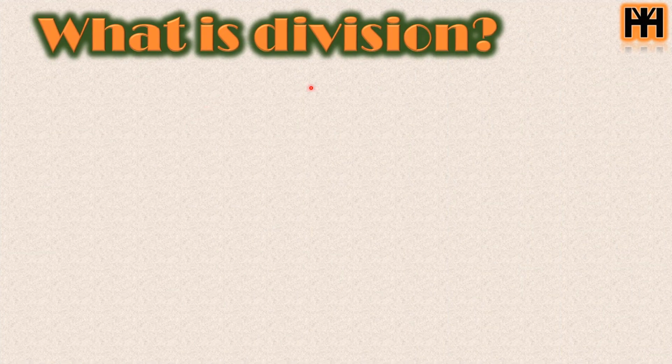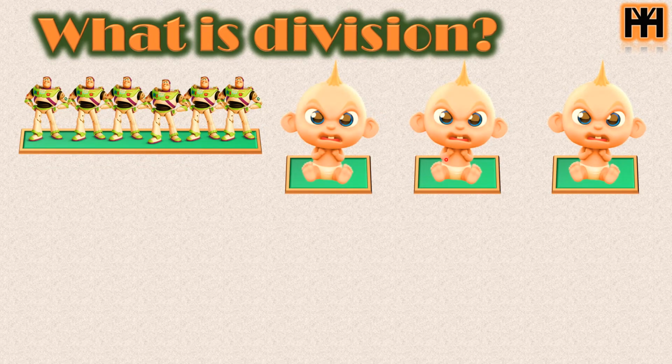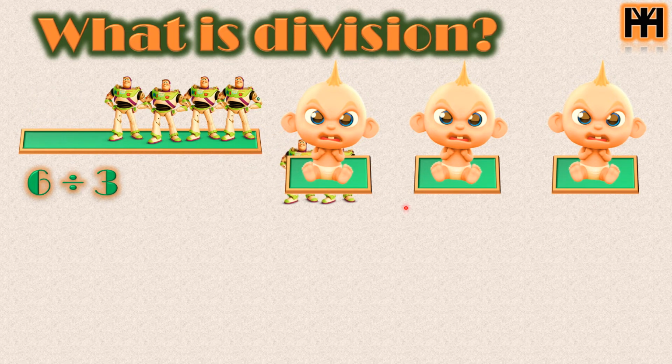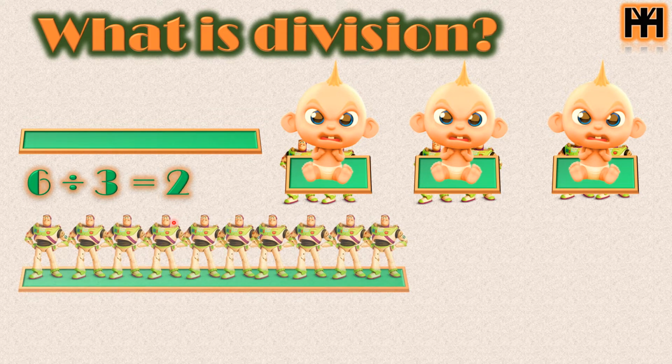First, what is division? Let's say we have 6 toys and 3 babies, and we want to distribute these 6 toys among these 3 babies, but with fairness, so each one of them must have the same number of toys. So it's 6 divided by 3. 6 toys will be divided among 3 babies, so each one will get 2. So the result is 2.